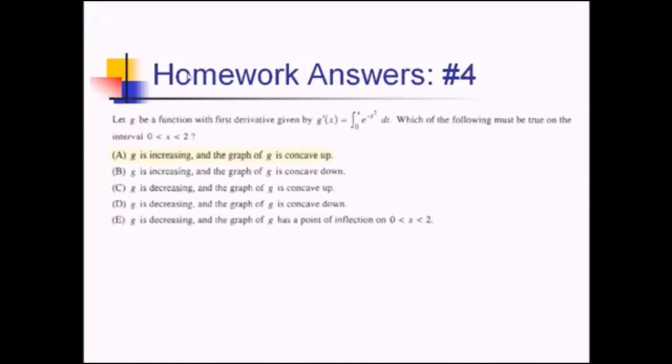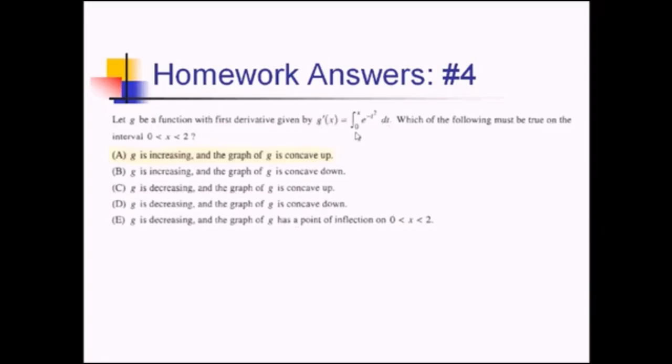For number 4, g is a function whose first derivative is given by the integral from 0 to x of e to the negative t squared. Which of the following has to be true on the interval from 0 to 2? And we've got choices such as g is increasing, decreasing, concave up, concave down. So we have to basically figure out whether g prime and g double prime are positive or negative to figure out which one of these choices to choose. Well, let's start with g double prime. That's the derivative of all this stuff.